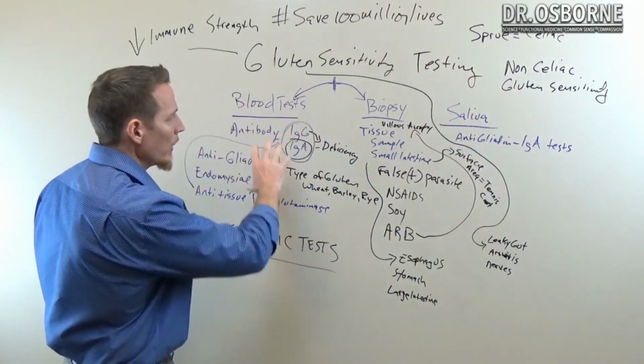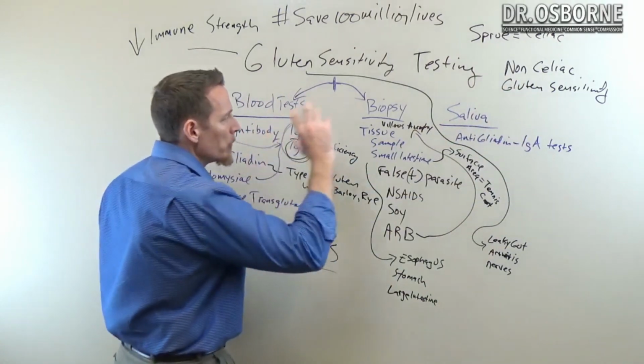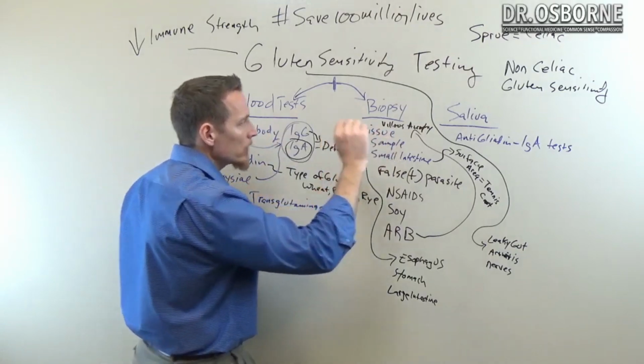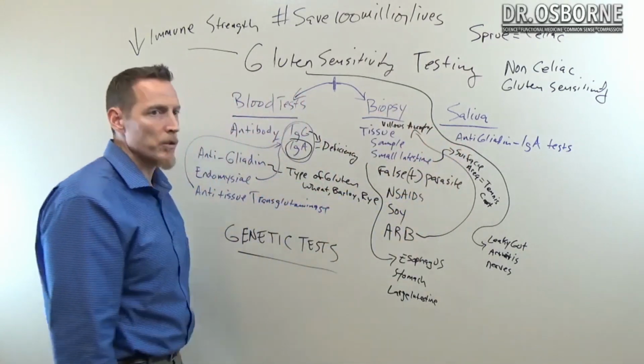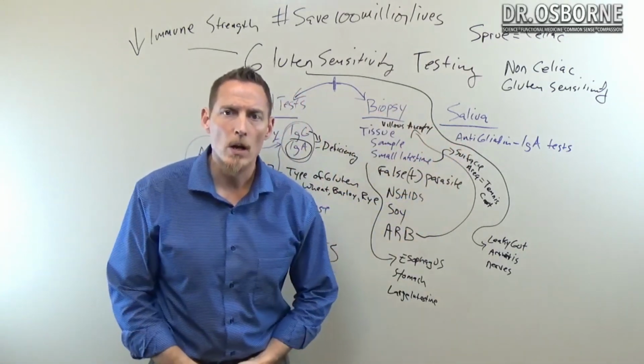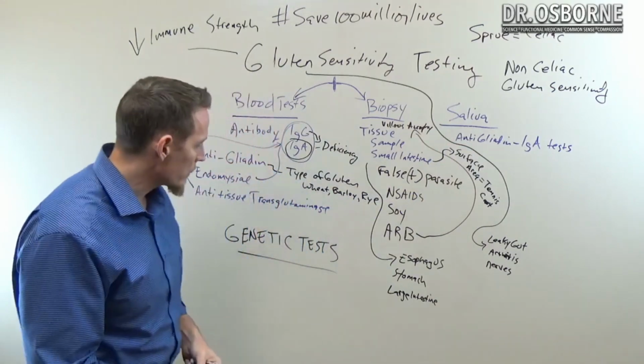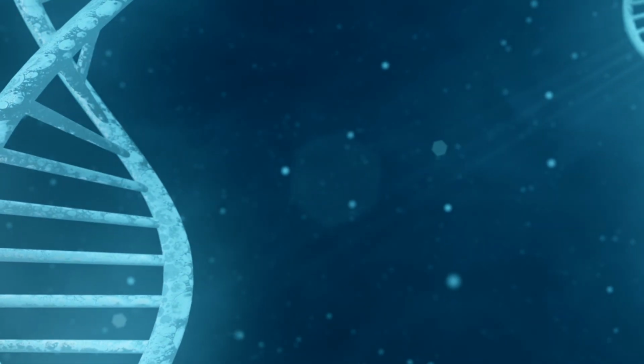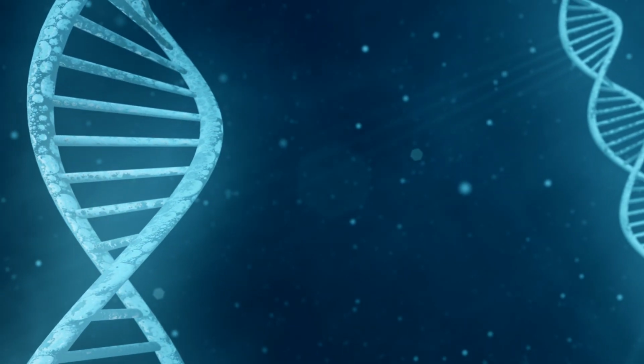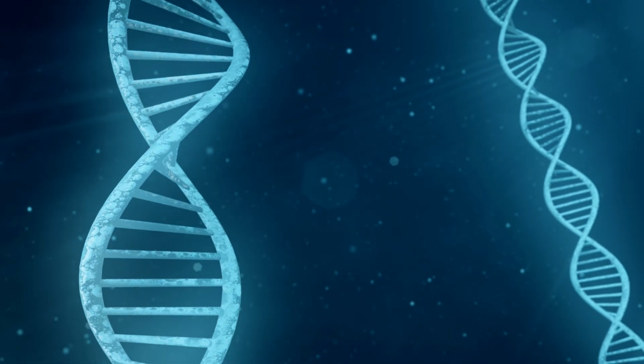So again, blood tests can be inaccurate, biopsy can be extremely misleading, saliva tests can be inaccurate. So what's a person to do? How does a person know whether or not gluten sensitivity is an issue? That brings us to genetic testing. Now, why does that bring us to genetic testing?